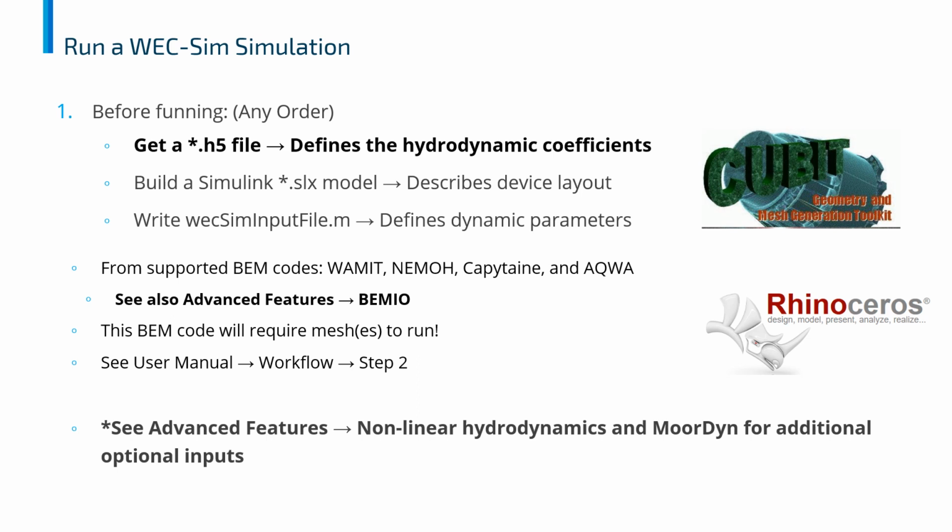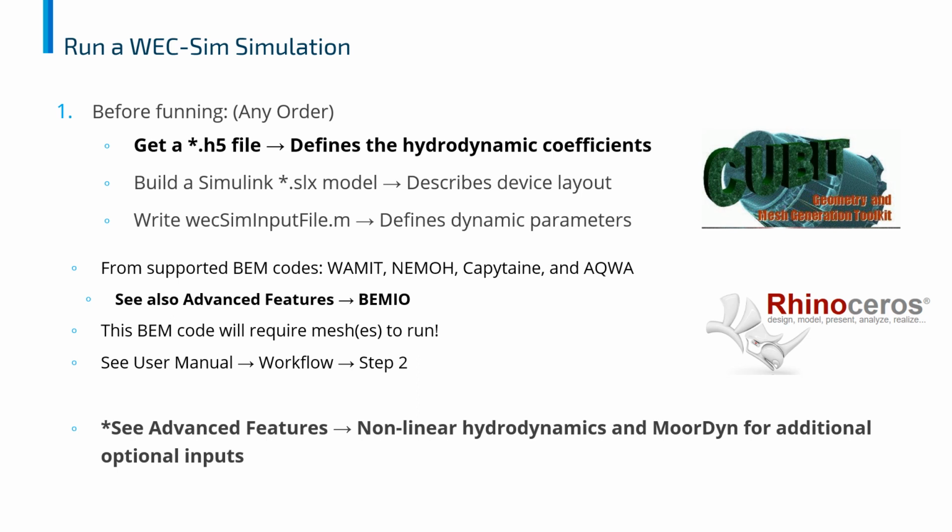We want to highlight on this screen that it is very important that the .h5 file be generated before running WEC-Sim and is a very important pre-processing tool, as the simulation is generally only as good as the quality of your hydrodynamic coefficients. Currently, WEC-Sim can support the following BEM codes, or essentially if you have the output structure from WAMIT, NEMOH, Capytaine, or Aqwa, our BEMIO script will properly convert that format to a common .h5 file format that can be read by WEC-Sim.